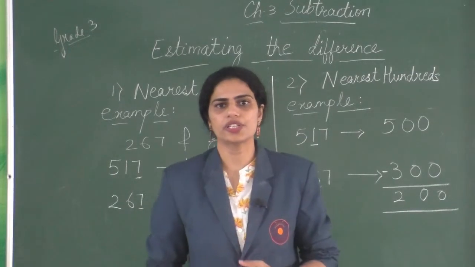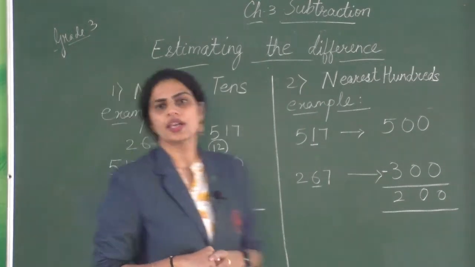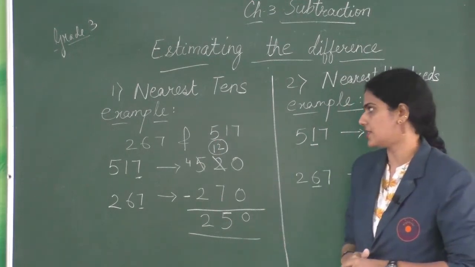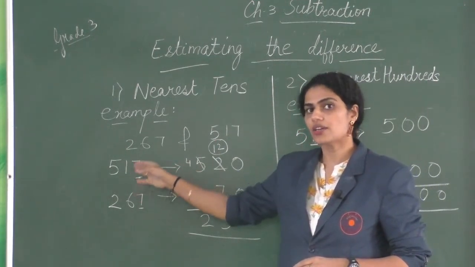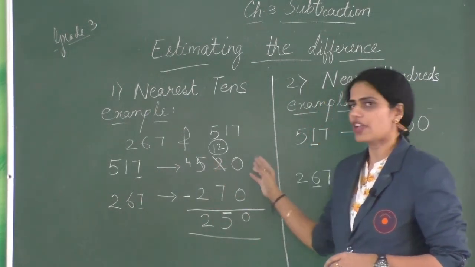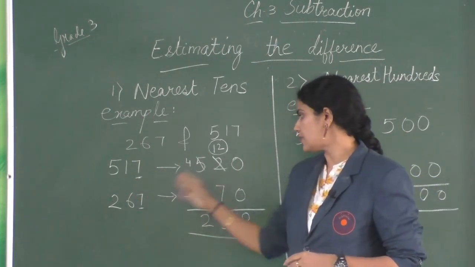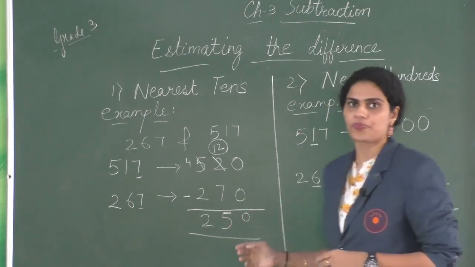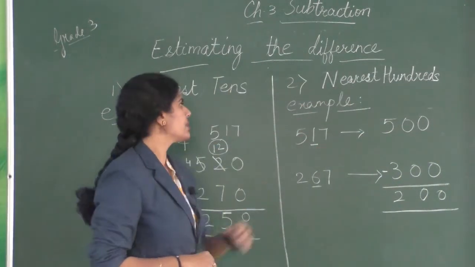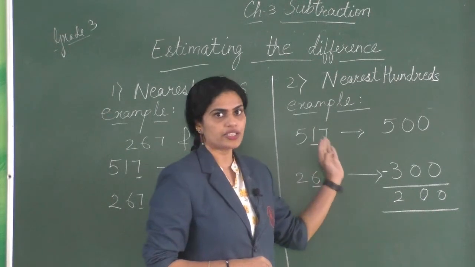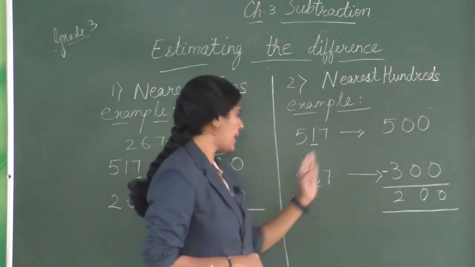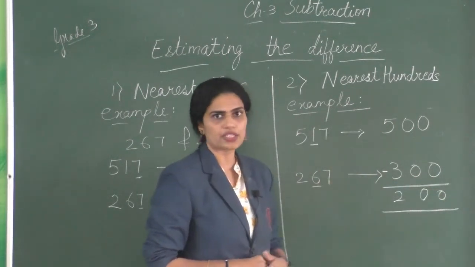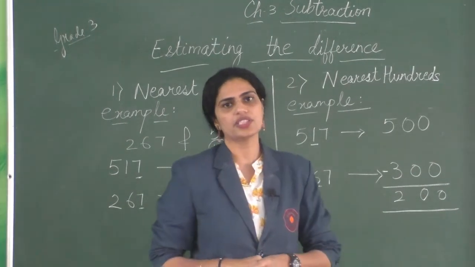Okay students, now let's look into estimating the difference to the nearest tens. Example, 267 and 517. So 517, which is the greater number, is rounded up to 520 and 267 is rounded up to 270. So the difference is 250. Next, nearest hundreds. Example, 517 is rounded down to 500 and 267 is rounded up to 300. So when we subtract, we get 200. So the difference is 200.